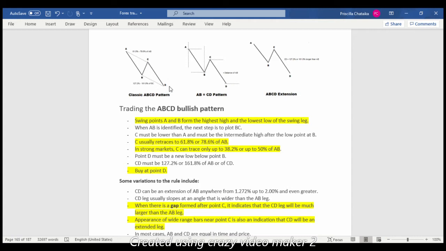So the whole point of an ABCD pattern is to catch the reversal. So a quick reversal will happen at D. You want to catch it, target is point C, right?